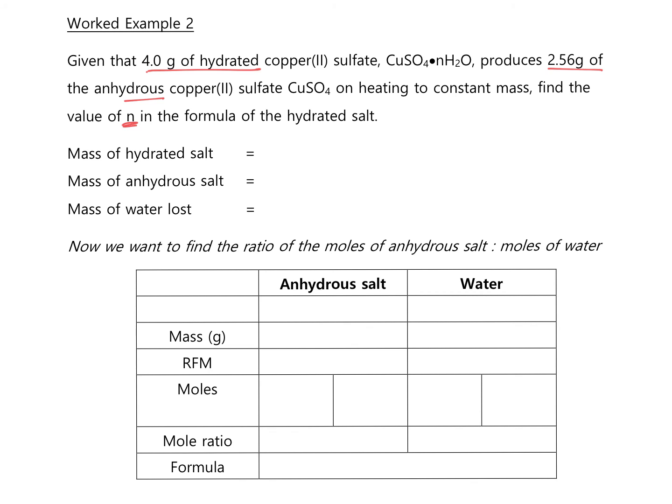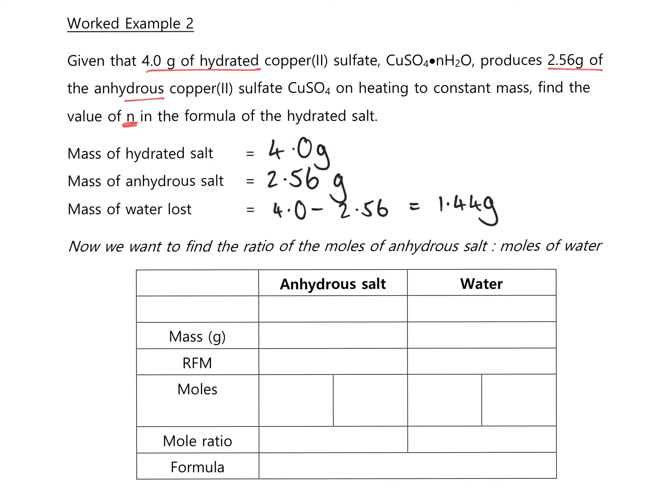So the hydrated salt, the mass is 4.0 grams. The anhydrous salt is 2.56 grams. So always think these are, they wouldn't have given you the steps in this question, but those are the 3 values you need: hydrated, anhydrous, and water. Value of the water lost is going to be 4.0 minus 2.56. Put that into your calculator and it gives you 1.44 grams.